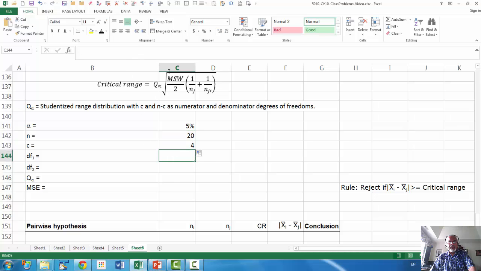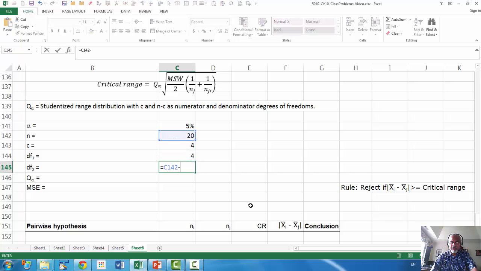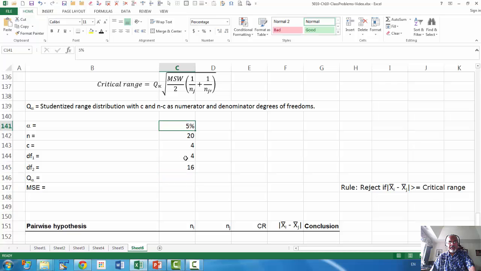Now to find Q sub A, the degrees of freedom is C for the numerator and n minus C for the denominator. So with alpha of 5% and these two degrees of freedom, we can find Q sub alpha from the table in the back of the textbook, E6. So let's go to the table.